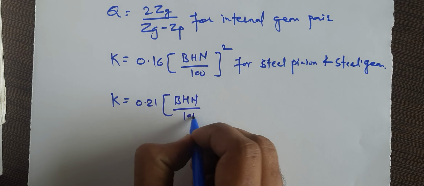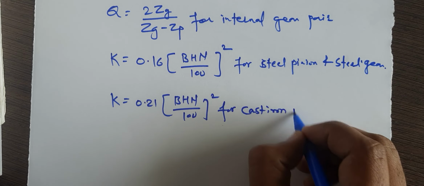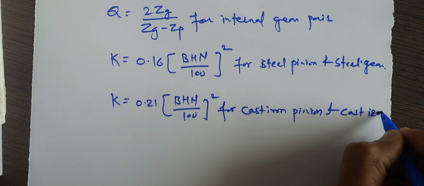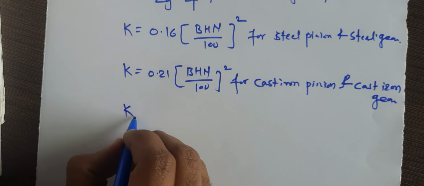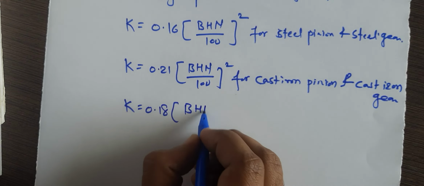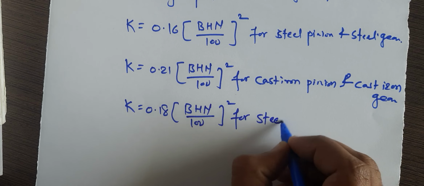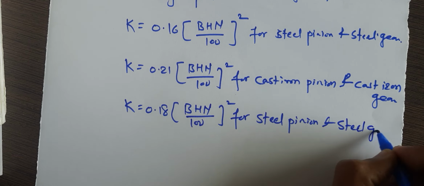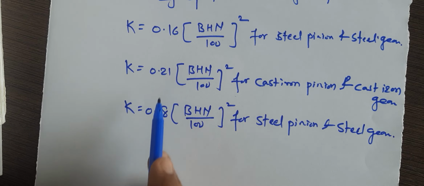Similarly, for another material like cast iron pinion and cast iron gear, k is given as 0.21 (BHN/100) squared. And again, k is equal to 0.18 (BHN/100) squared for steel pinion and cast iron gear. So there are three formulas for k: 0.16, 0.21 and 0.18.